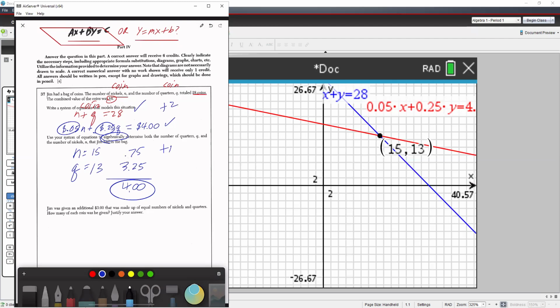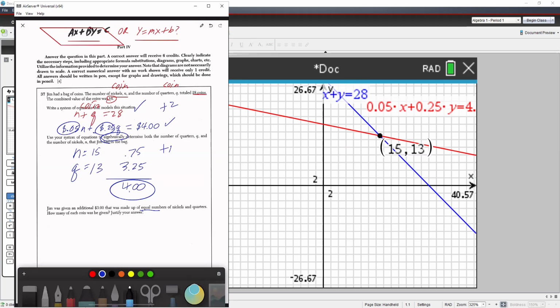Now, we got one more part here. It says Jim was given an additional $3 that was made up of an equal number of nickels and quarters. So how many of each coin was he given? Now, we can go back. We can come up with two equations, and then we can solve it again.